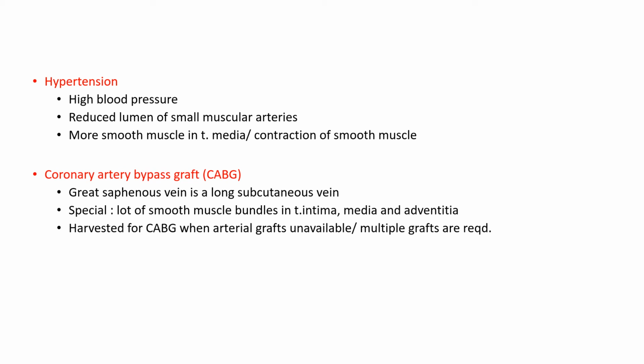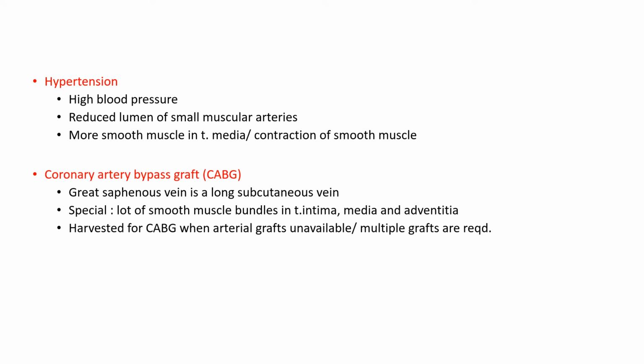Then there is hypertension, which is basically high blood pressure. It is caused by reduced lumen of the small muscular arteries. This could be because of more smooth muscle within the tunica media leading to a reduced lumen, or due to contraction of the normal amount of smooth muscle that was present in the wall of the blood vessel.